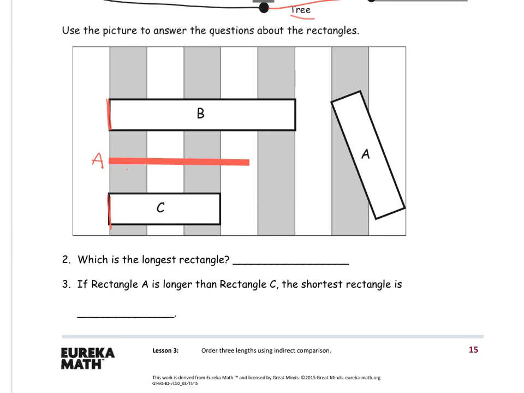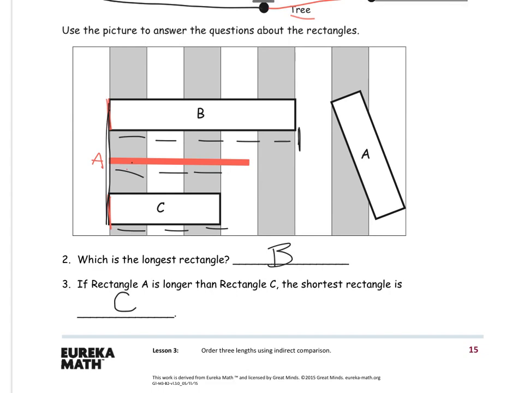There it is. So now I have B, C, and this is A. So I can match up and see that clearly B is the longest rectangle because they're all starting at this endpoint. B is out here, meaning it's 1, 2, 3, 4, 5 blocks long. A is 1, 2, 3, and a little bit, close to 4, and C is 1, 2, exactly 3. So if rectangle A is longer than C, the shortest rectangle is C, because I know B is longer than A, and A is longer than C. C is longer than none of those. So that's going to make C the shortest.